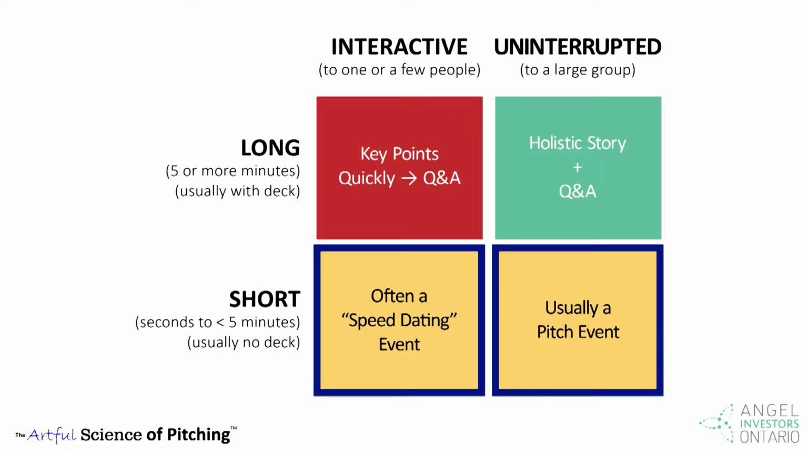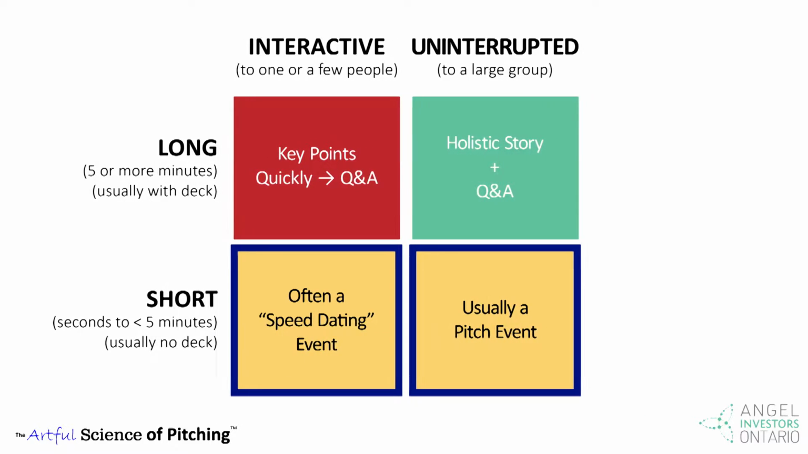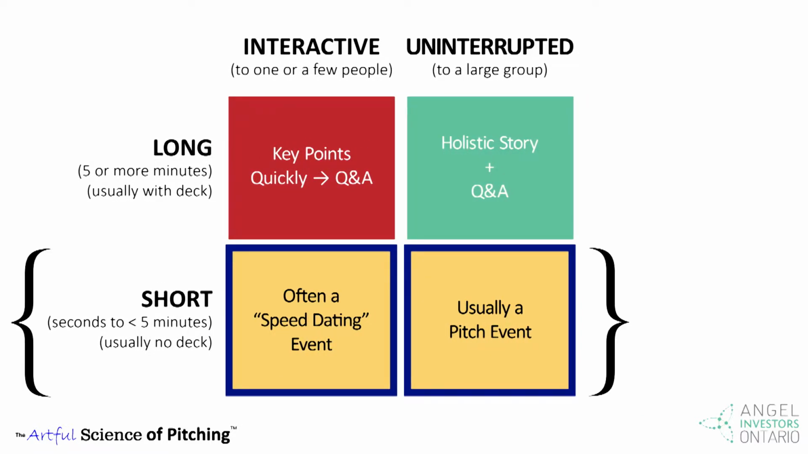Below that, you'll see some yellow boxes. These are shorter pitches. They tend to be related to an event. It could be a large pitch event, or it could be a speed dating kind of pitch event. And here again, what you need to be able to do is to deliver something very quickly, but because it's an event where other people are pitching at the same time, you need to make sure that you not only have a strong, cogent pitch, but you have a very compelling close, because you're going to be compared against the people that came before you and the people that come after you.